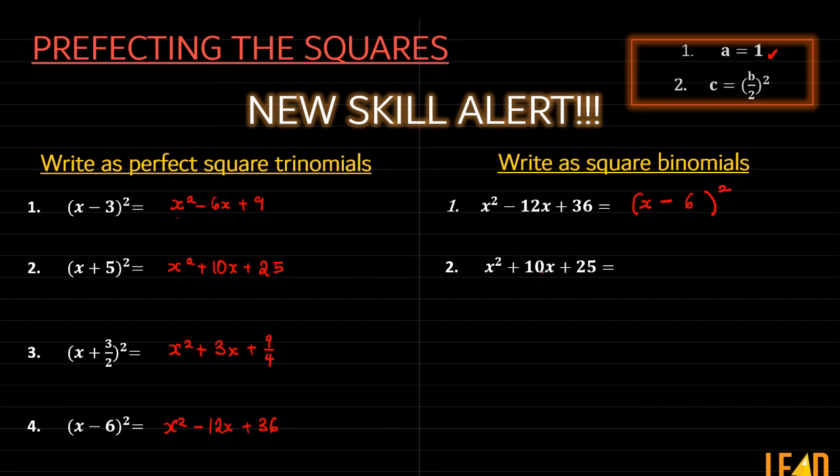Let's try again. Let's look at this one. This is a perfect square. How do I know? Because 10 over 2 is 5, and 5 squared is 25. So if I want to change this, it's simply going to be x plus, again, I divide 10 by 2, x plus b over 2, so that will be 5 all squared. And you can expand this, and that gives you that.